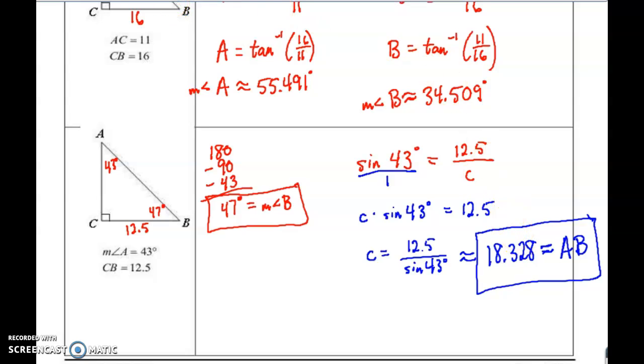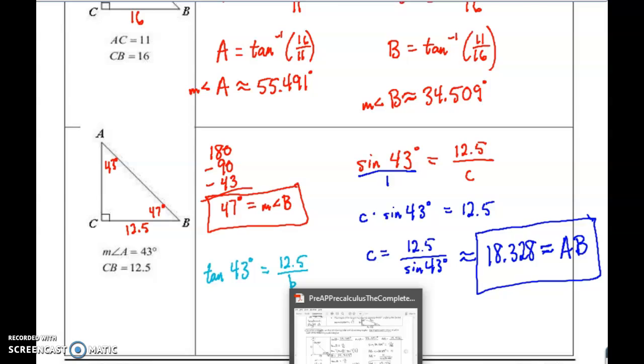I really want you to be a good critical thinker, a good problem solver, and make sure your answer makes sense. So the next thing I would do is use tangent of 43 degrees, because opposite is 12.5. And adjacent would be that side length AC, which I'm going to call side length B, lowercase b. We usually use the lowercase letters for side lengths, by the way. I don't know if you've seen that before. If you do the same work, the calculator will look almost the same, but I'm just going to go to the answer key.